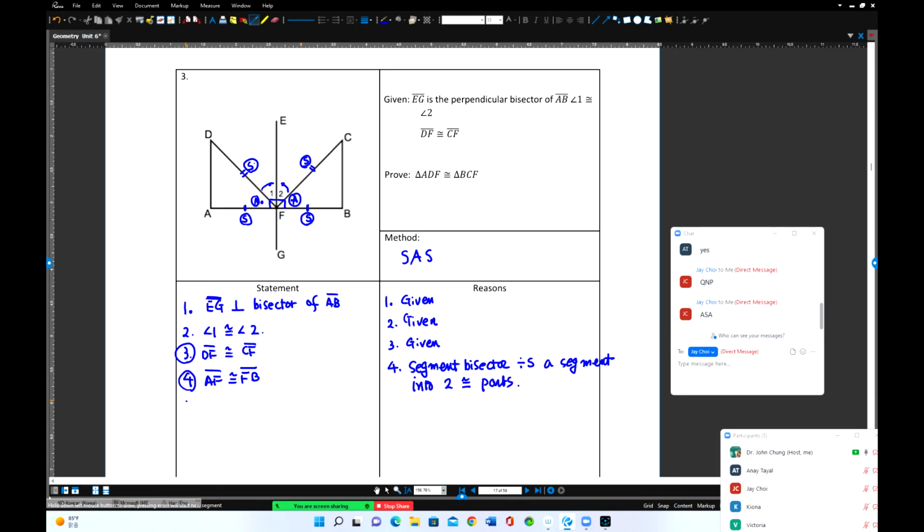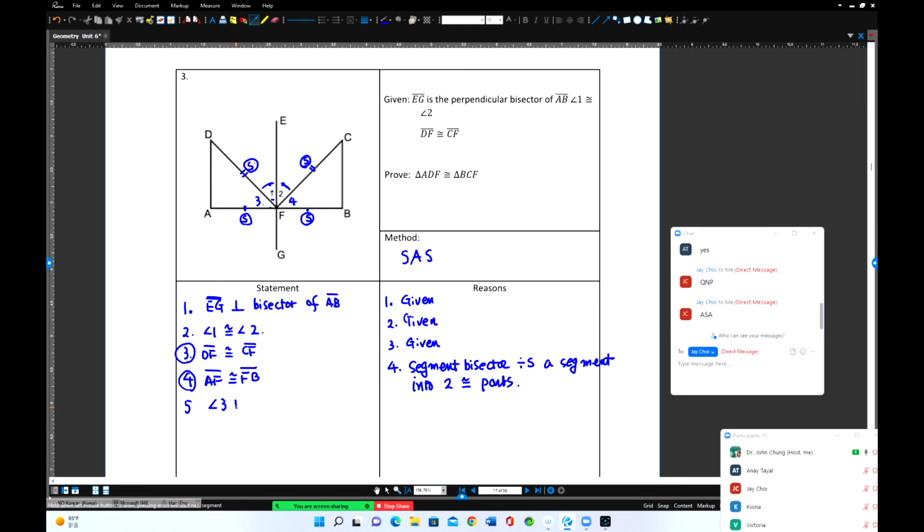Number 5, we have to find these two angles are equal. I'm going to use angle 3 and angle 4, or you can use angle DFA. Angle 4 is angle CFB. I'm going to choose this to make it easy. Angle 1, angle 2 is given. So I'm going to do angle 1, angle 2, and angle 3.